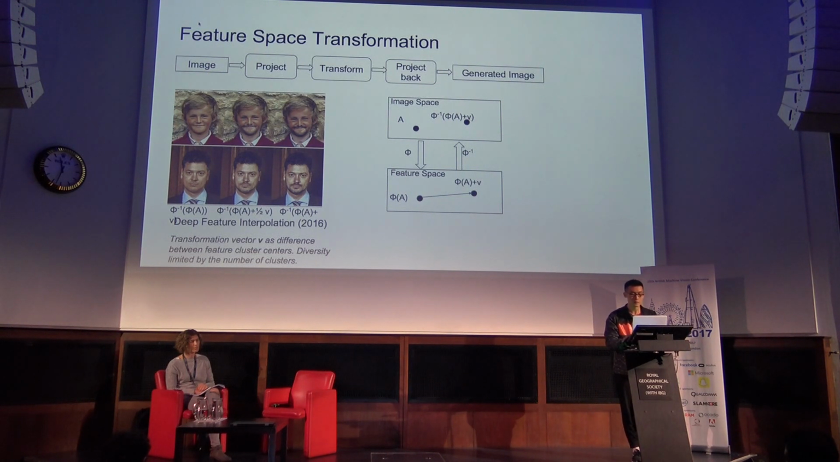DFI uses the difference between centers of clusters in feature space as transformation vectors, so the diversity of the generated image is limited by the number of clusters. In other words, it can transform a face to have a beard, but not the beard. This means that the generated image will have more or less the same beard. In addition, the feature space is not fine-tuned with respect to the transformation task, because it is tricky to find the correct transformation vector.